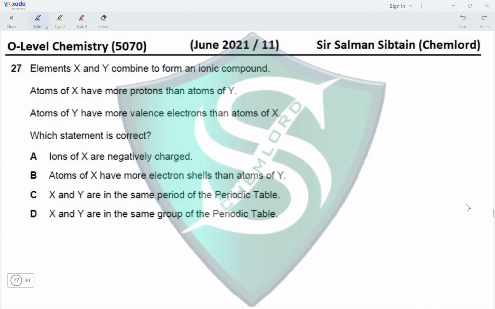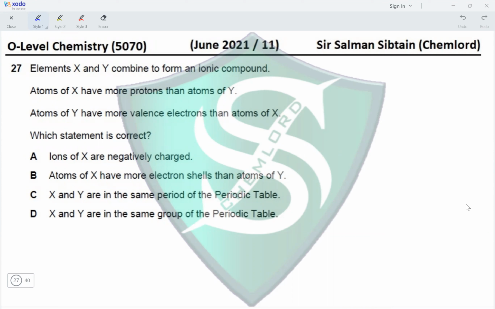27. Elements X and Y combine to form an ionic compound. Atoms of X have more protons than atoms of Y. Atoms of Y have more valence electrons than atoms of X. Which statement is correct? A. Ions of X are negatively charged.